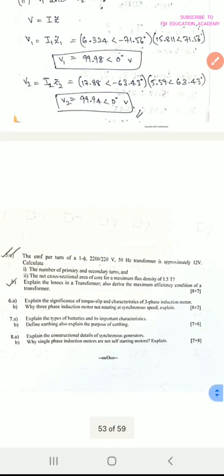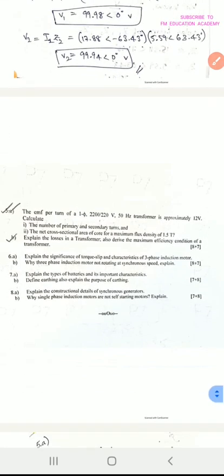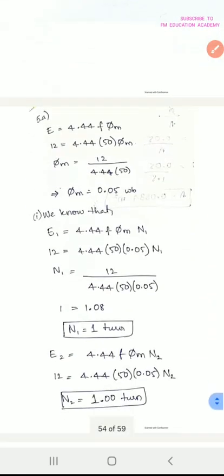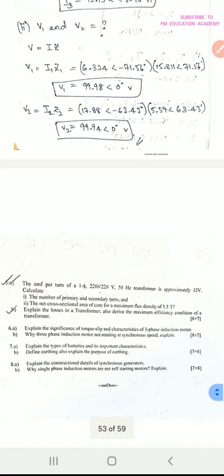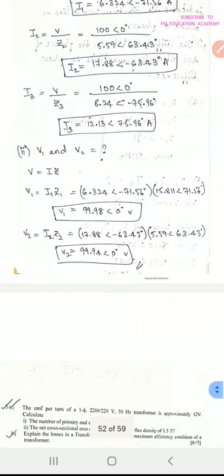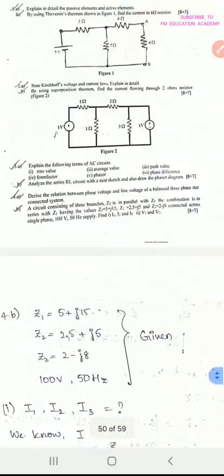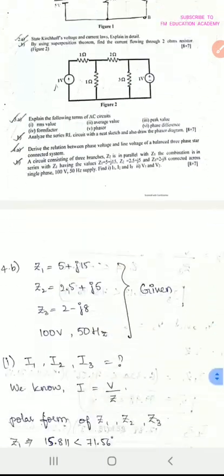Next question is explain losses in transformer, also derive the maximum efficiency. Before losses in transformer, sorry, we have to do 4B first.